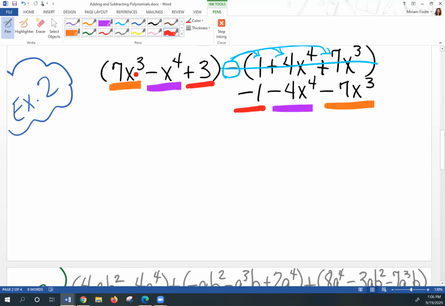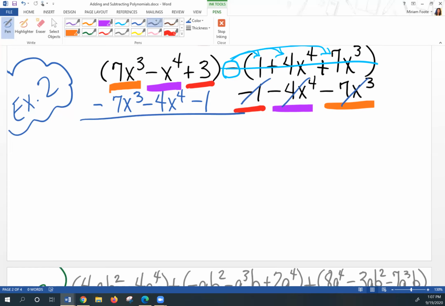Again, if you can see it horizontally, go ahead and do it. I'm going to personally go ahead and combine them by setting them up vertically. So including the sign, negative 7x cubed, minus 4x to the fourth, and then minus 1. And again, once I account for them, I can get rid of it so it's not confusing to me. And this is what I'm left with.